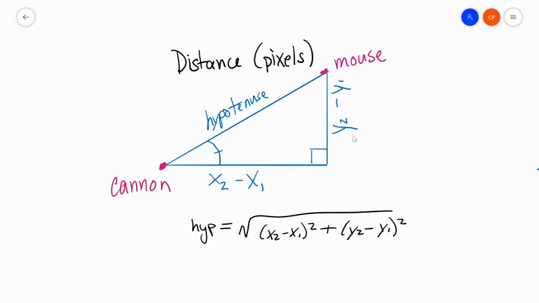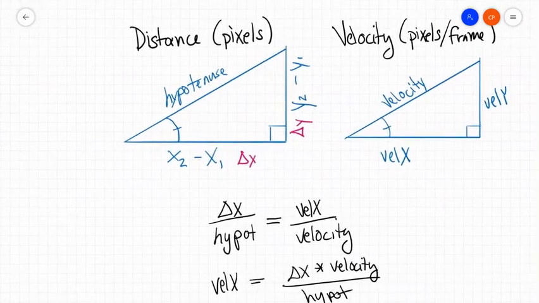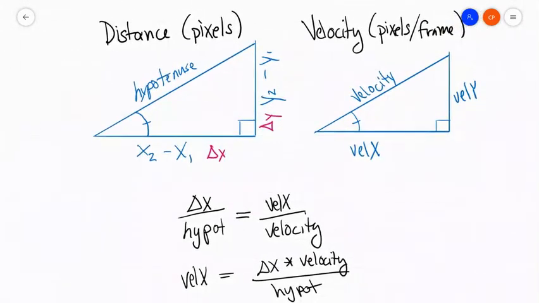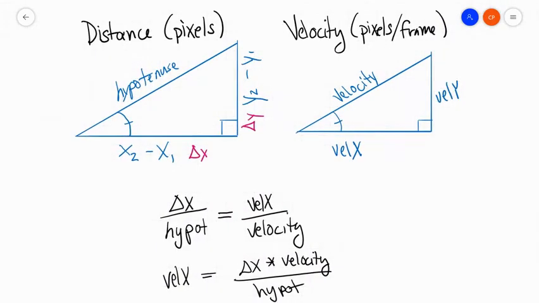To get the hypotenuse, all we have to do is take the square of delta X, add that to the square of delta Y, and take the square root. This is just the Pythagorean theorem. So let's compare that to our velocity triangle.